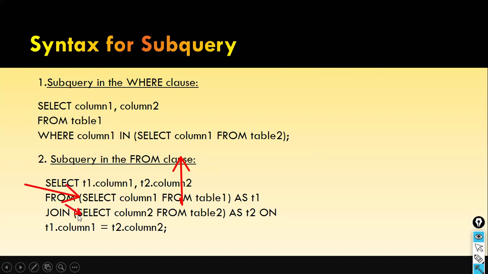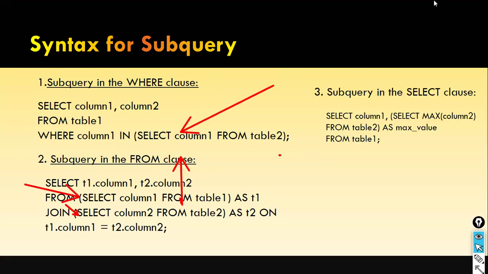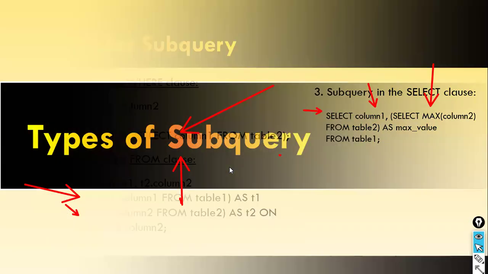In the join clause also you can use the subquery. In the where clause also you can use the subquery. And also you can use the subquery in a select statement itself. Look here. In this case, this is my select statement, column 1, and instead of selecting column 2, I did select max of column 2 from table 2 as max value. So you can use a subquery in a where clause, in the select clause, in the from clause, even the join clause.